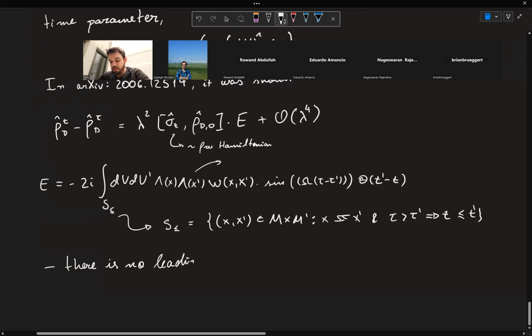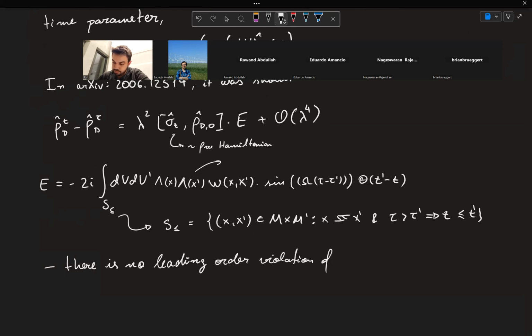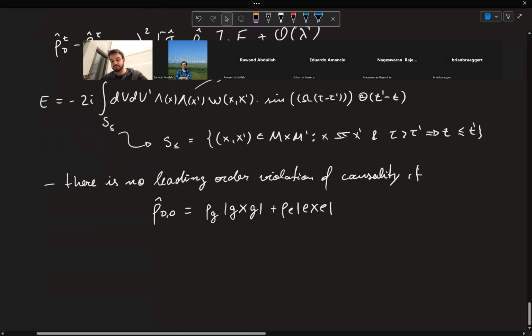So basically, the summary here is that there is no leading order violation of causality if your initial state of the detector is a mixture of the ground and excited. So you're safe in this case. The gapless detector is safe.